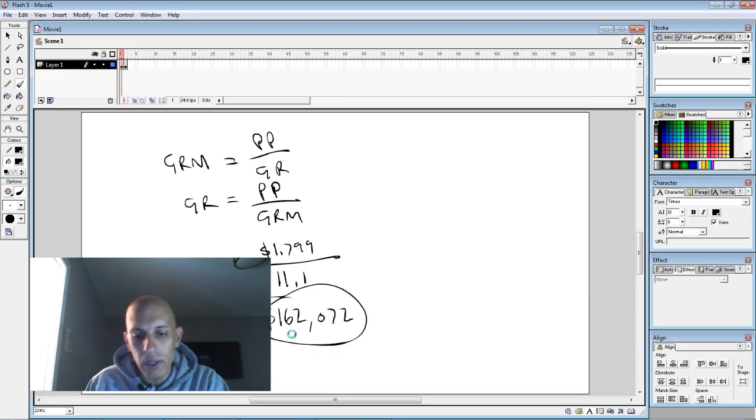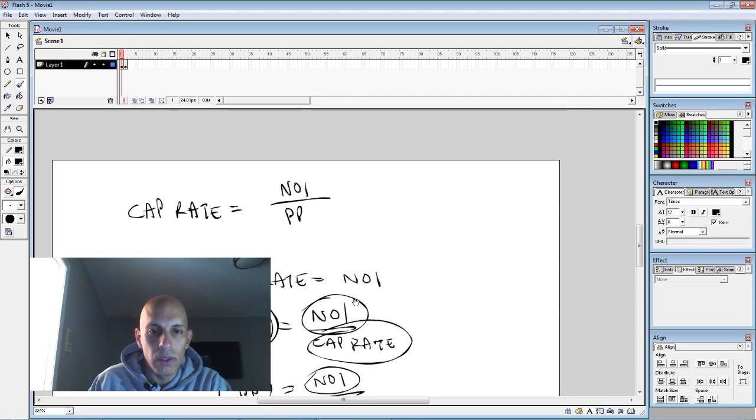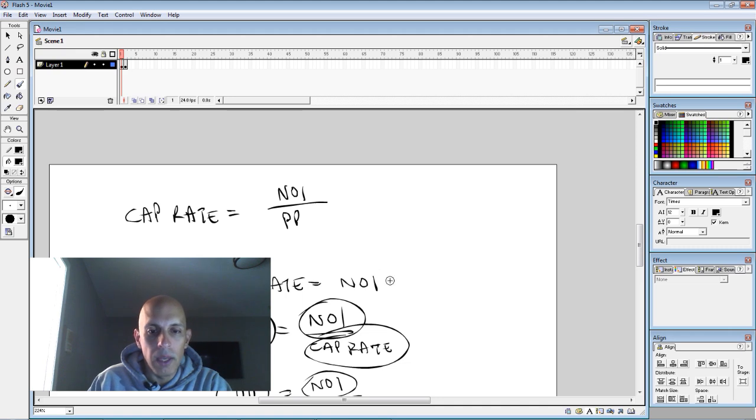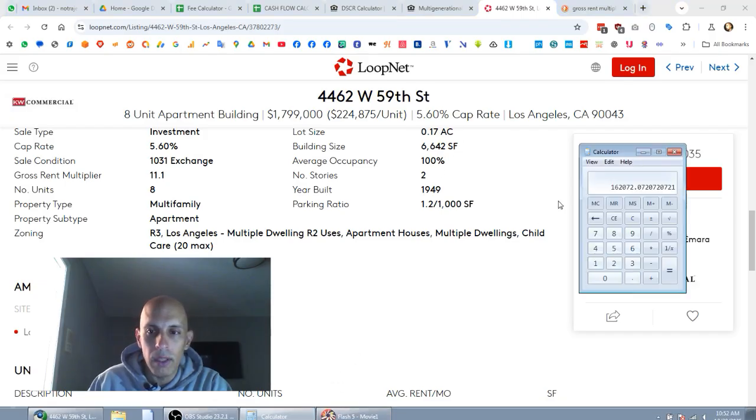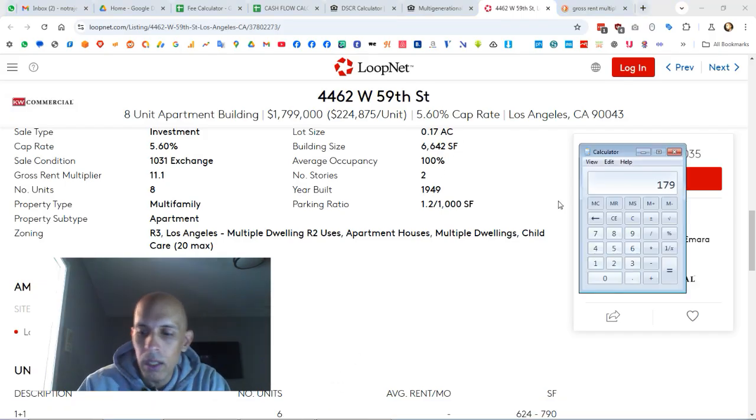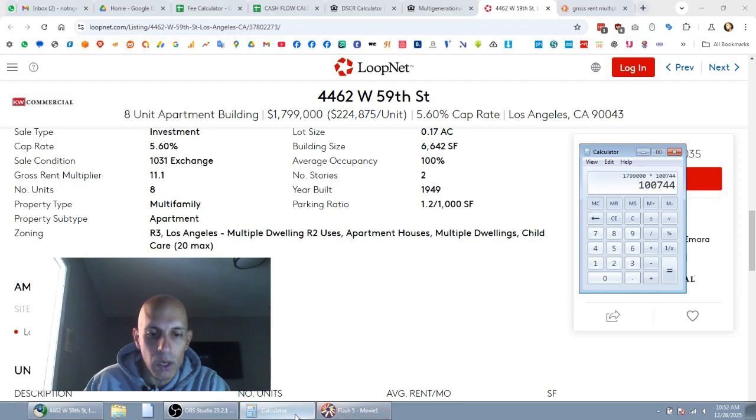So those are the gross rents, and now I can also do this for my NOI. If I go purchase price, which is 1.799 million, times 5.60%, which I believe this is, 5.60%. So I go 1,799,123 times 5.60%, that's 100,074.